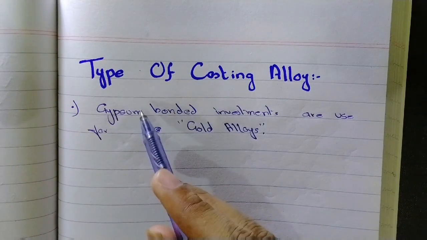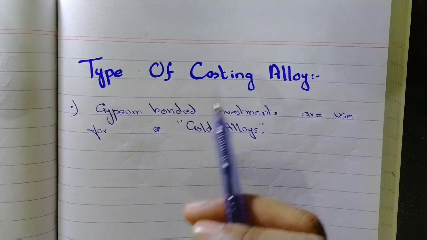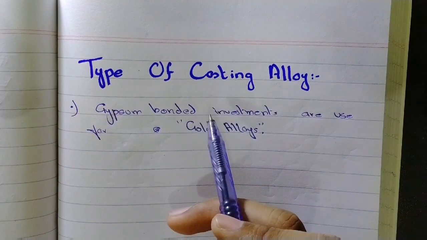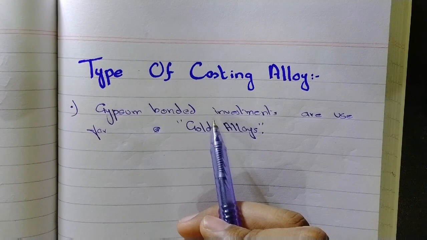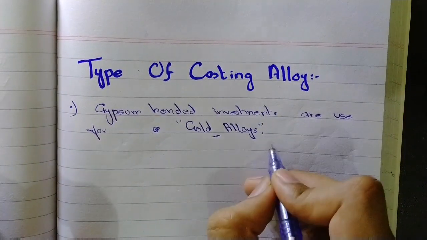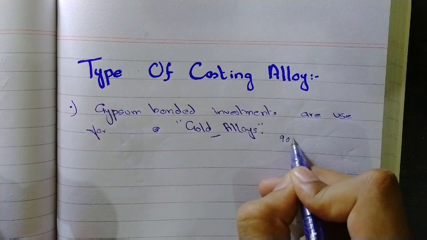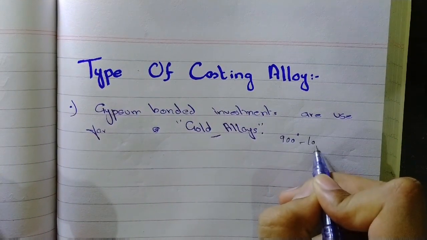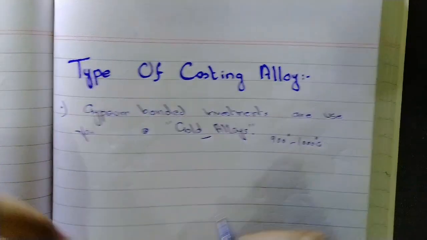Now in the end, the type of casting alloy used for gypsum bonded investment material is gold alloys. It requires a maximum temperature of 900 to 1000 degrees centigrade.